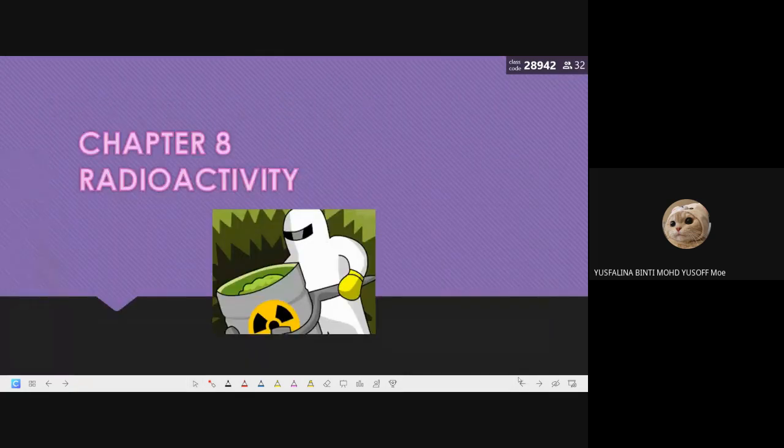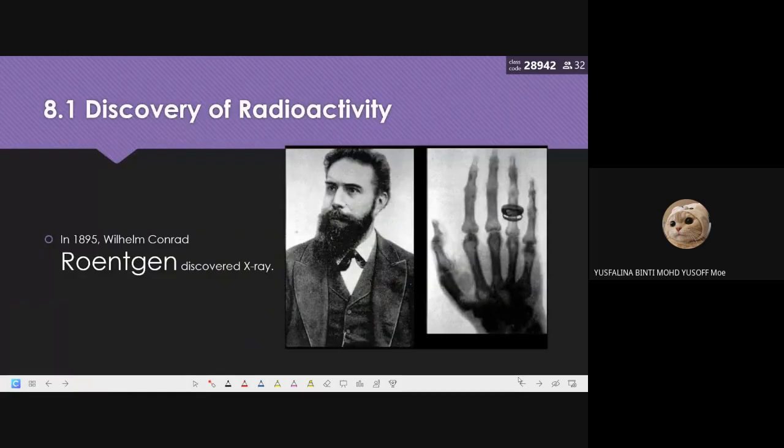Okay, so chapter 8, radioactivity. Discovery of radioactivity. How was radioactivity discovered? In 1895, Wilhelm Conrad Röntgen discovered the X-ray, accidentally X-raying the left hand of his wife.